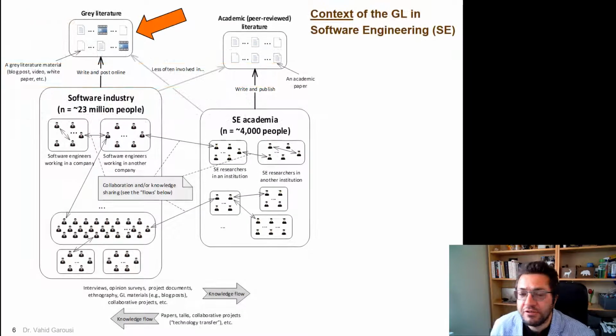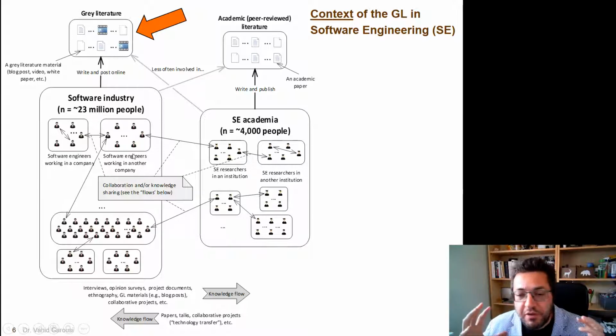Let's see GL in software engineering, and how GL is produced in software engineering. This is a context diagram I put together a few months ago. We have the software industry, and according to some estimates, with details in the paper, there are about 23 million software developers worldwide. In software engineering academia, we are perhaps less than 10,000, with some estimates such as 4,000 who actively publish.